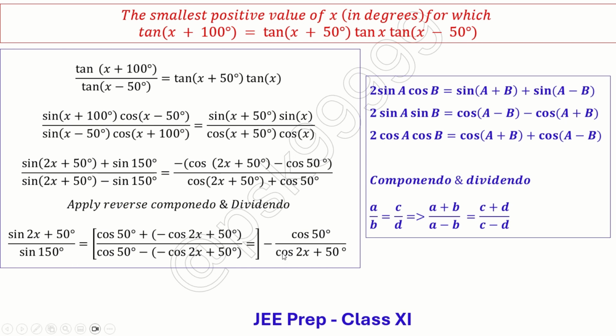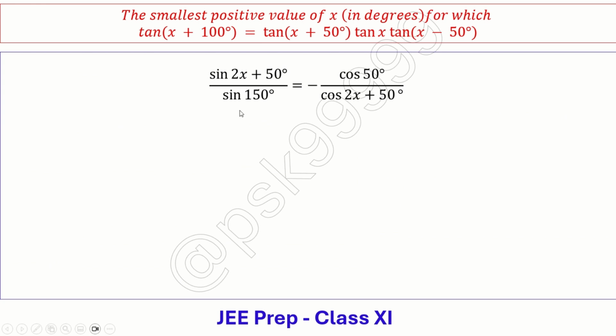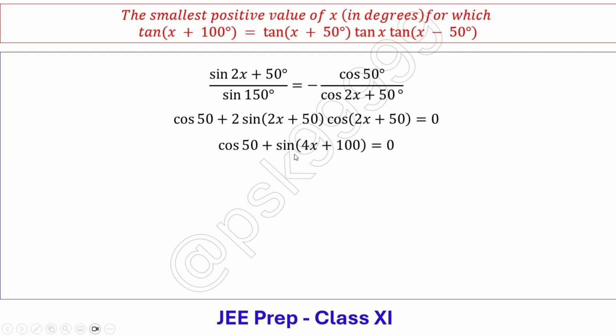Now you have a very simple equation here. Out of this also, sine 150 we know is nothing but sine of 90 plus 60. Sine of 90 plus 60 is cos 60. Cos 60 is 1 by 2. So if you take care of that value, then you are left with three trigonometric functions. So you rewrite this equation as cos 50 degrees plus 2 sine of 2x plus 50 degrees into cos of 2x plus 50 degrees equal to 0. This is nothing but 2 sine a cos a, which is sine 2a. So cos 50 degrees plus sine of 4x plus 100 degrees equal to 0.